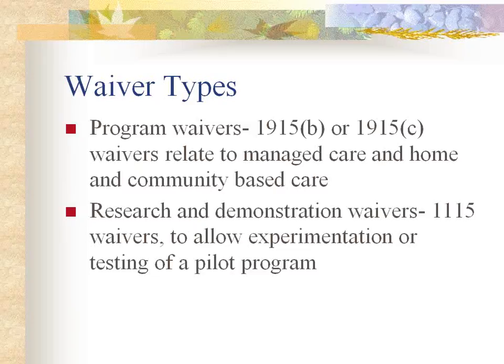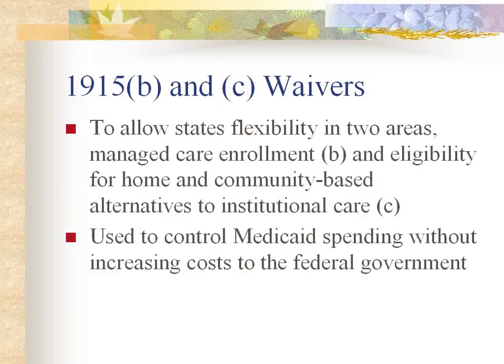And the other type of waiver are 1115 waivers, and those are research and demonstration waivers to allow experimentation or testing of a pilot program. So first, 1915 waivers. So 1915 waivers allow states flexibility in two areas. Managed care enrollment, and that's a 1915B waiver, and eligibility for home and community-based alternatives to institutional care. And then that's a 1915C waiver.